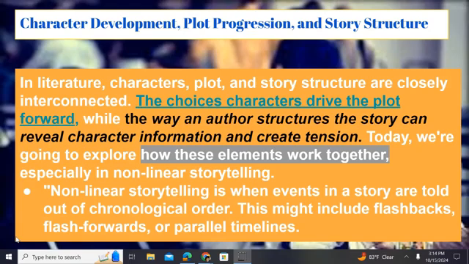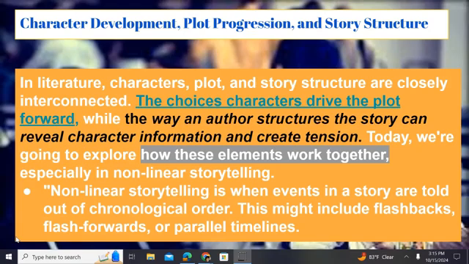We're going to talk a little bit about character development, plot progression, and story structure. Here's what I need you to know. In literature, characters, plots, and story structures are closely interconnected. You see that word connected. They are intertwined. Think of your favorite jacket and how the threads, the buttons, and all of those pieces work together to produce this beautiful piece of clothing. What you need to take notes on is that the choices a character makes drive the plot. If I were you, in my Cornell notes I would write the word characters in section B, and then in section C, choices drive the plot forward. The character's choices drive the plot forward.